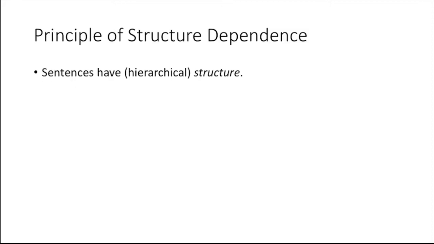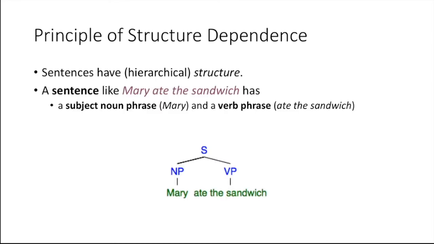So what is this principle of structure dependence? Well, let's begin with the fact that sentences have hierarchical structure. They're not just a sequence of words, right? They're not just a string of beads on a string. Rather, they have also a vertical structure, so to speak. For instance, a sentence like Mary ate the sandwich doesn't just have a sequence of words, from left to right, but also has this hierarchy.